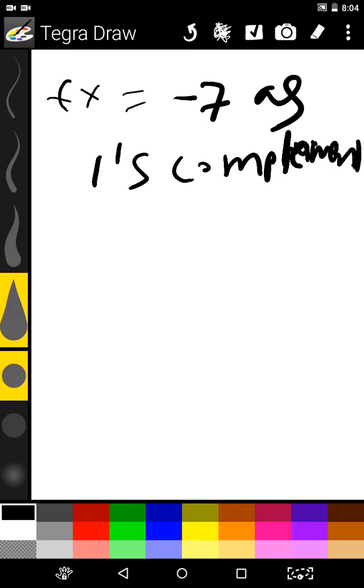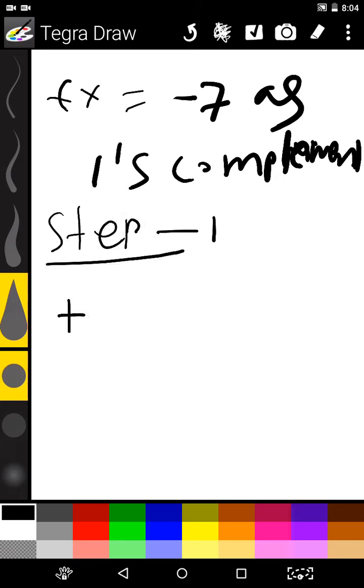1s complement representation. How can we do it? Step 1: first represent +7 as a normal binary, or signed binary number. For a signed binary number, +7 has a plus sign, so we will use 0 as the MSB bit. Then the rest is 7, which can be represented as a normal binary word, 111.